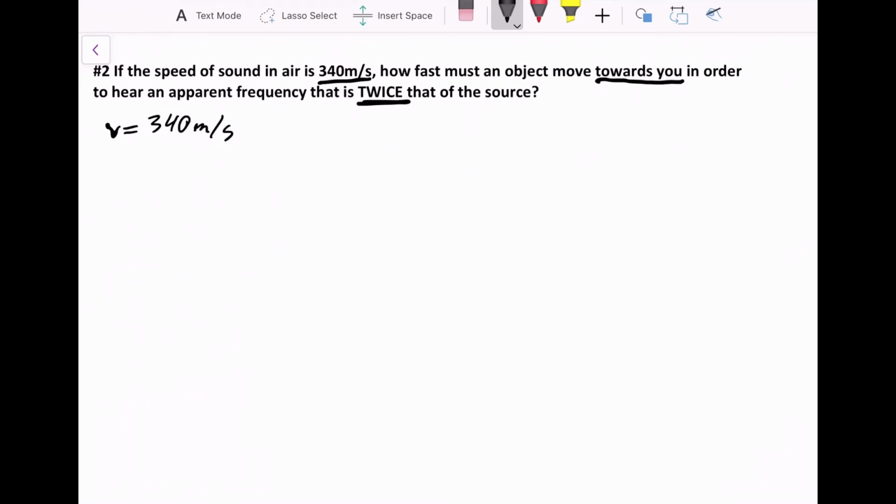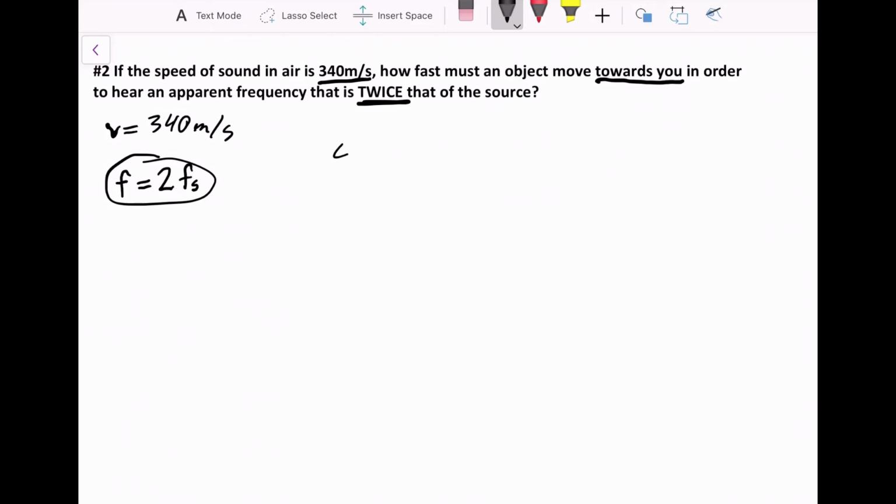First of all, we are going to need to rearrange the formula this time. Second of all, we aren't actually told what any of the frequencies are. We're just told that the apparent frequency is twice that of the source. And this is something that will often trip people up. The way I think about it is that the frequency that you hear, the apparent frequency, has to be equal to twice the source frequency. And we're going to use this relation to solve our equation.